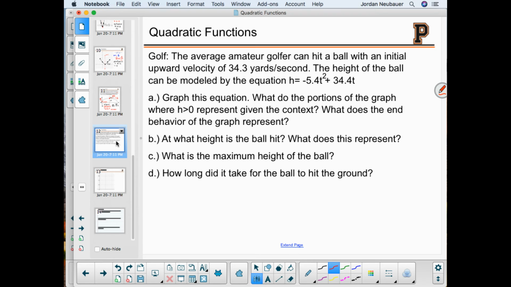Got a golf question. Again, we can throw a lot of different things at you when it comes to quadratics. I want you guys to pause the video and think of this. Then we'll attempt to answer these on the next slide.